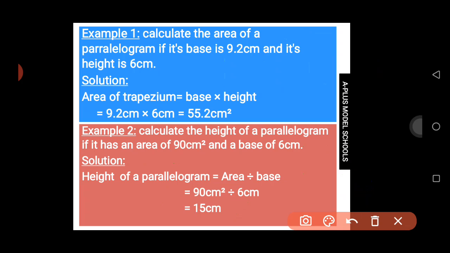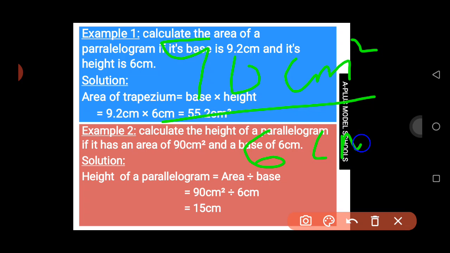The last example under the area of a parallelogram. Calculate the height of the parallelogram if it has an area of 90 centimeter square and a base of 6 centimeter. So it means we are given the area to be 90 centimeter square and the base to be 6 centimeter. So here we are looking for the height. And the formula for finding the height is area divided by the base, which is 90 centimeter square divided by 6 centimeter.